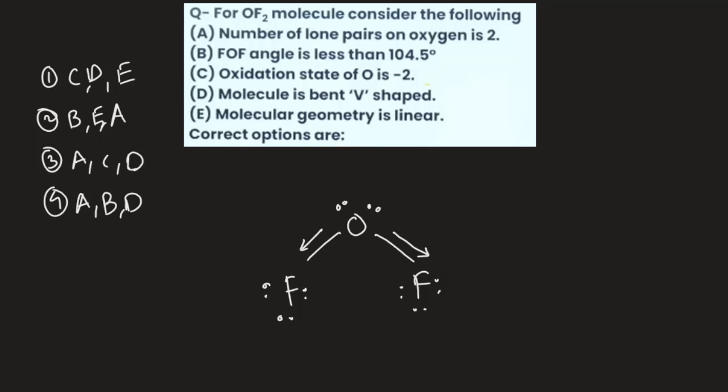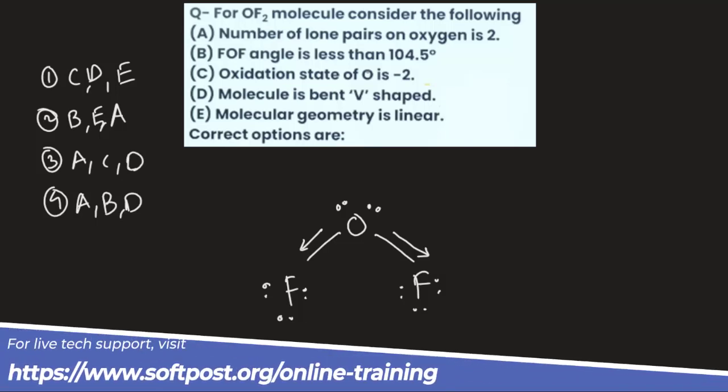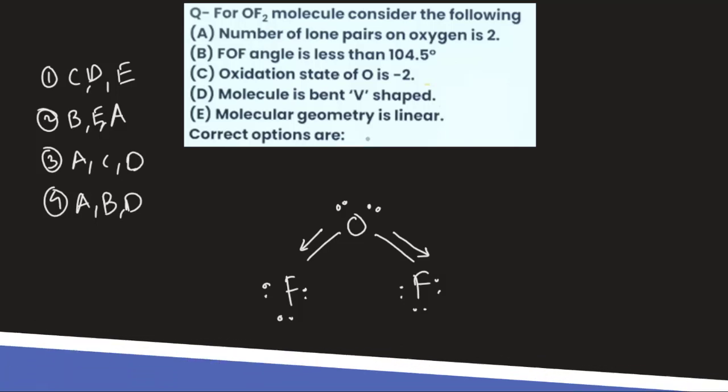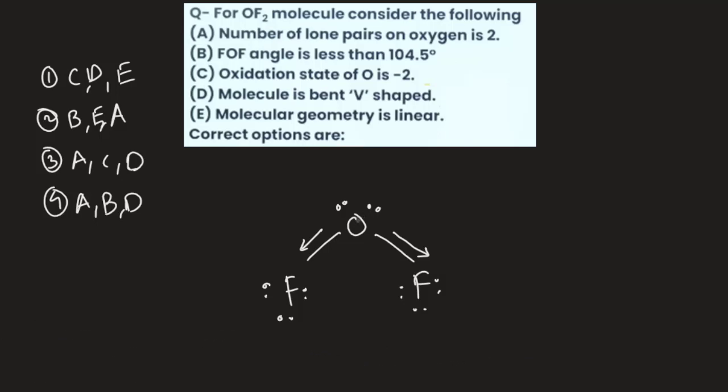तो बच्चों इस वीडियो में हम लोग ये प्रॉब्लम सॉल्व करेंगे। For OF2 molecule, consider the following. So they have given some statements about OF2 molecule. We have to find which ones are correct. The first one is number of lone pairs on oxygen is 2. So let us find out how many lone pairs are there on the oxygen.